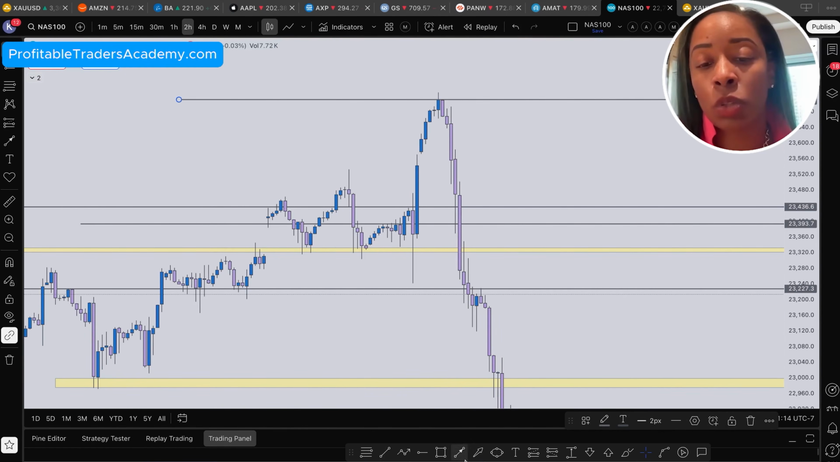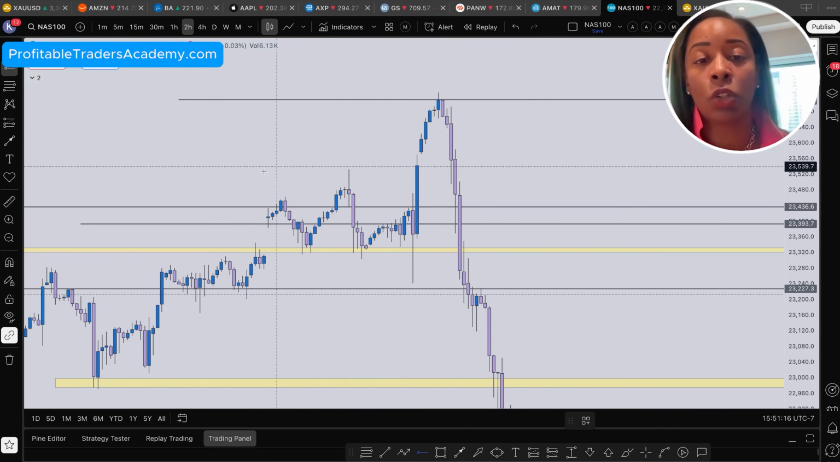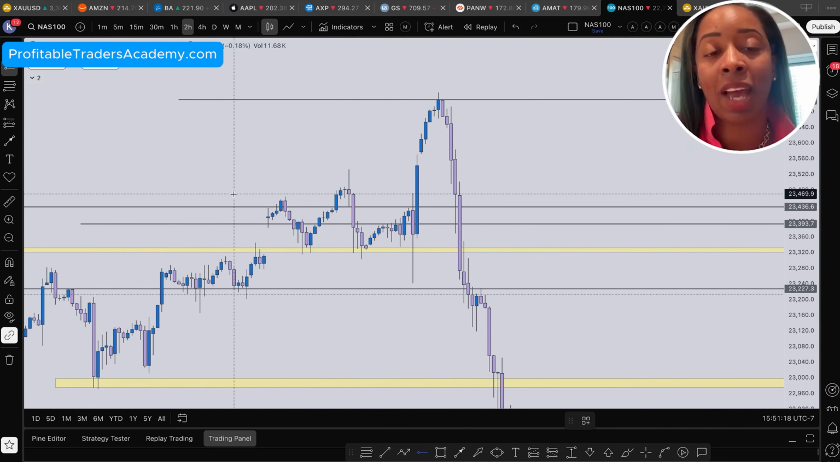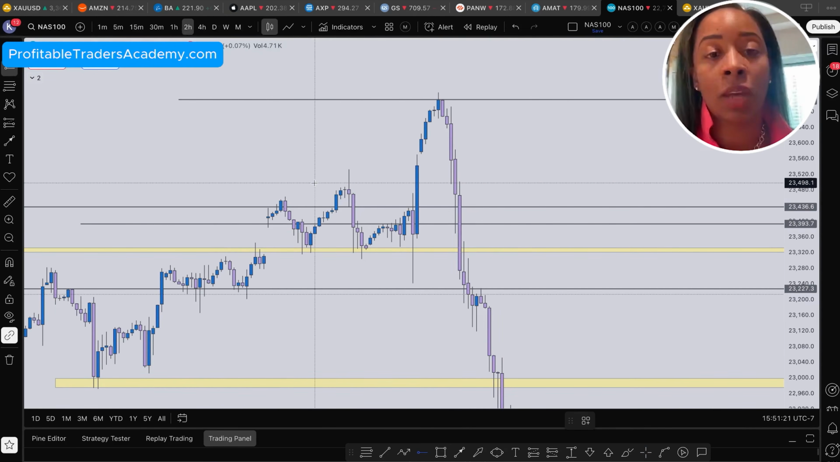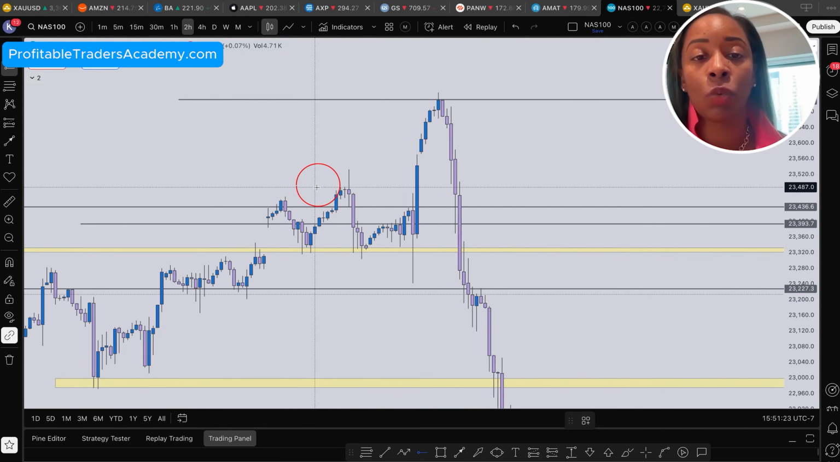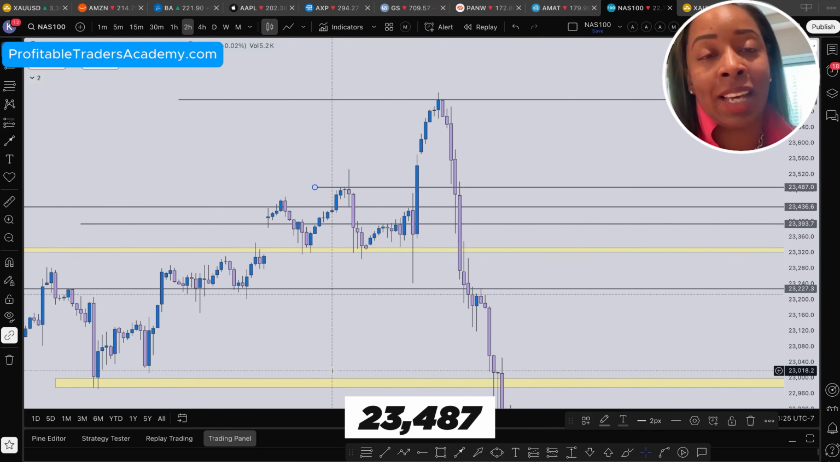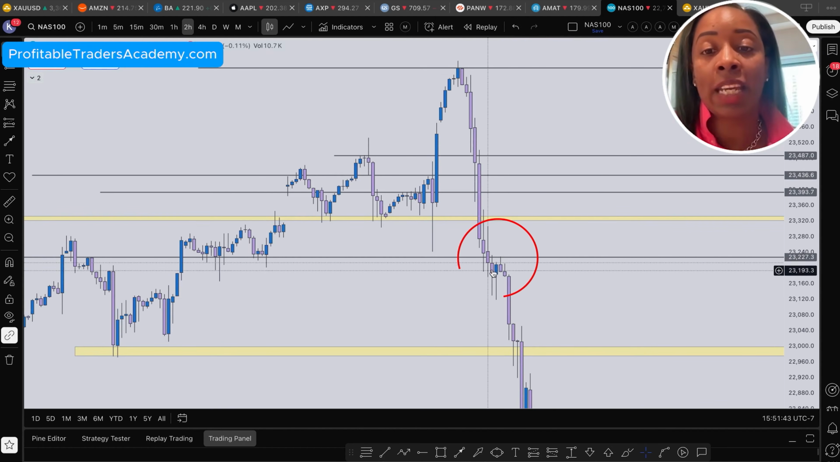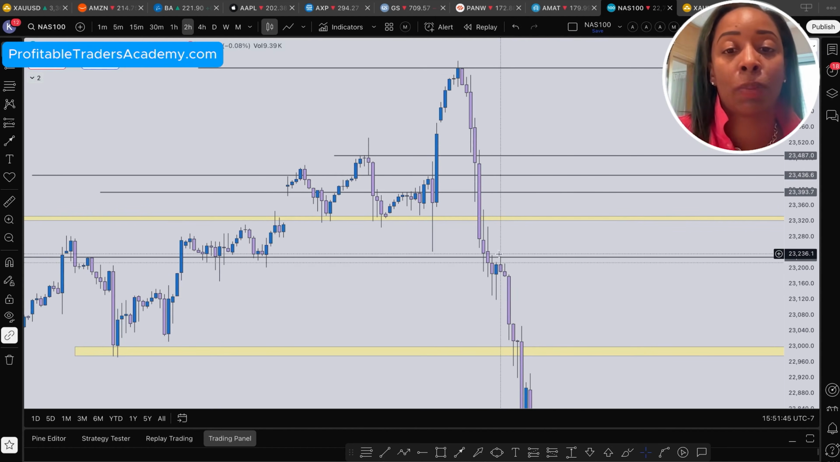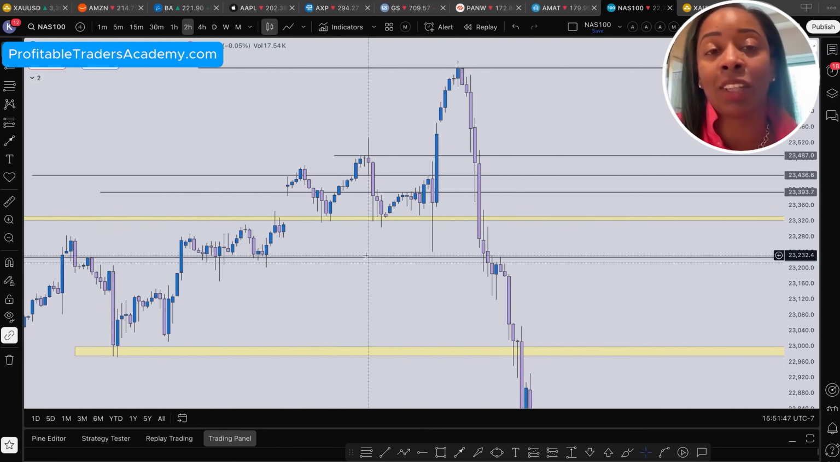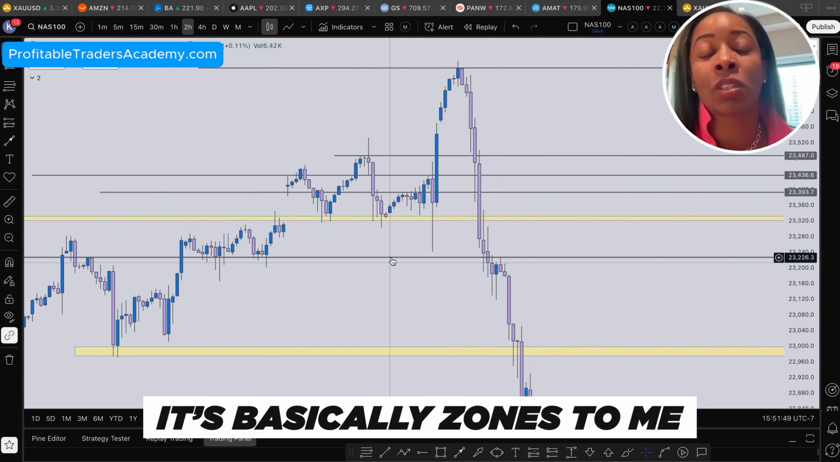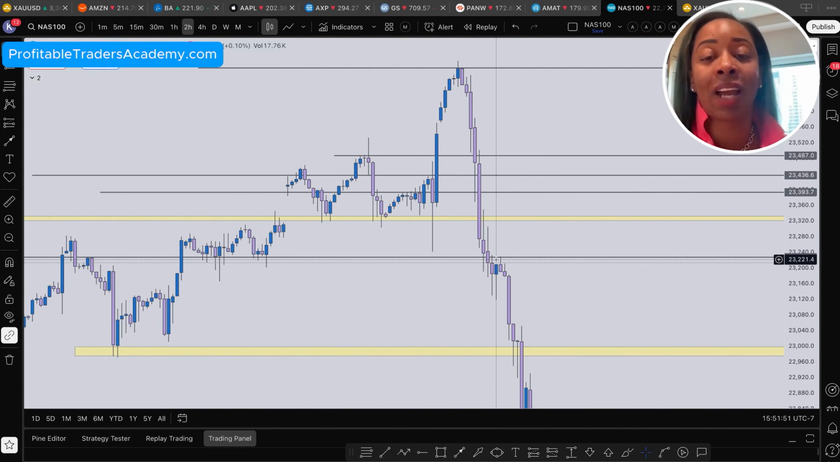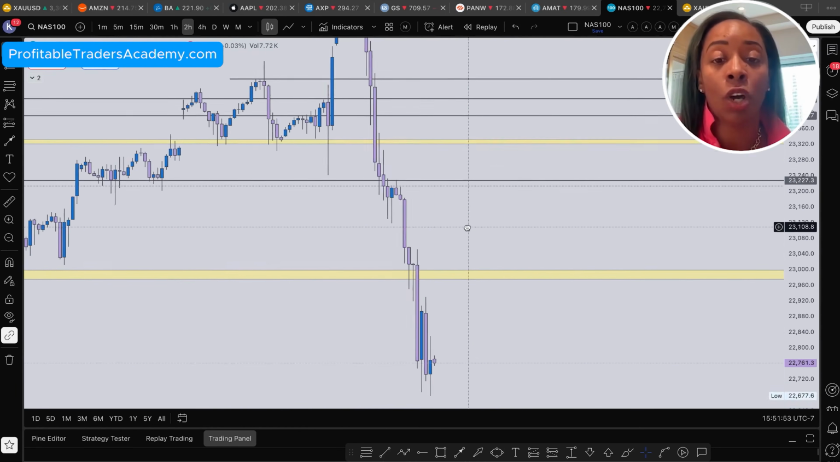And I do want to create some other zones. You could use the yellow boxes or whatever you have on your chart. These are just my levels. And I'm going to place another level right here at 23,487. So if you take a closer look here, you can see that price respected this zone, even though these are lines, these are basically zones to me. So this zone right in here before selling off completely.